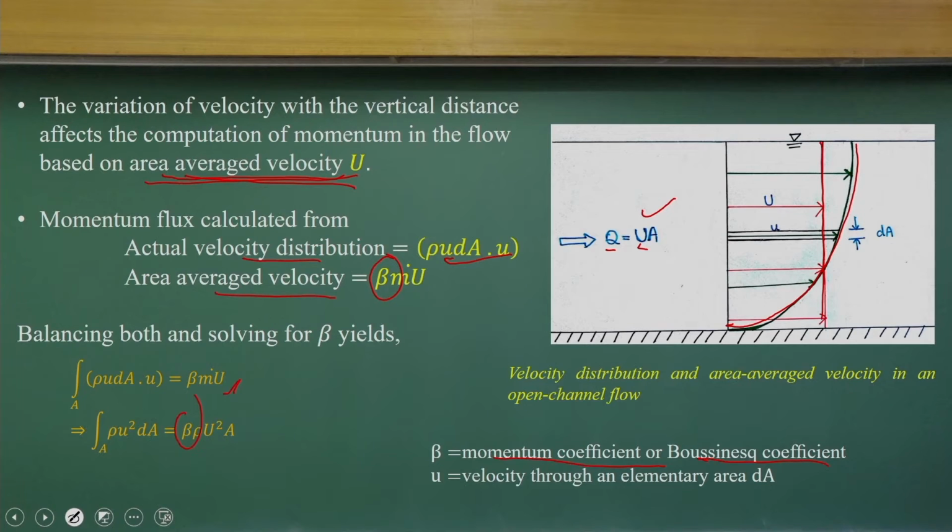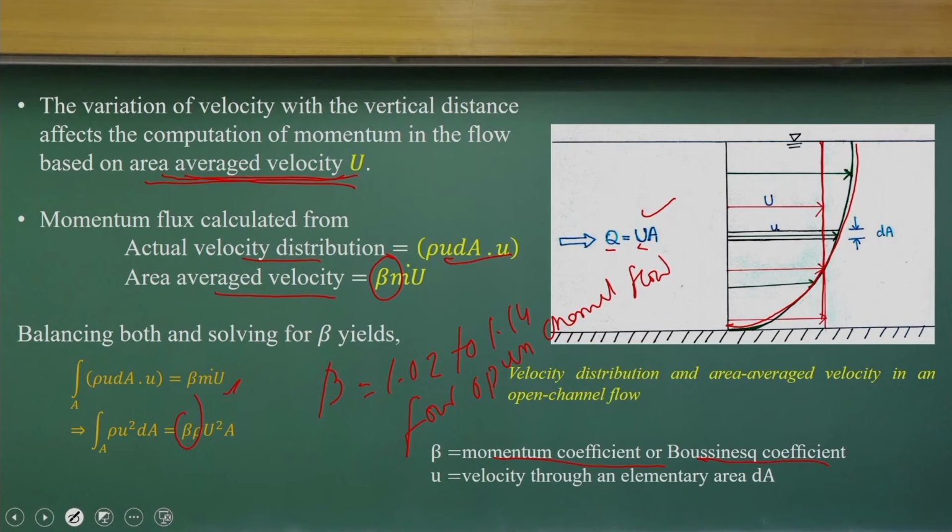That is the momentum coefficient, and this beta value varies from 1.02 to 1.14 for open channel flow.